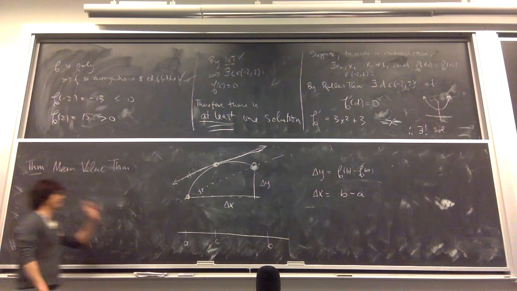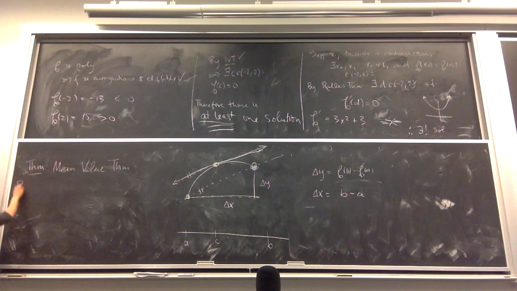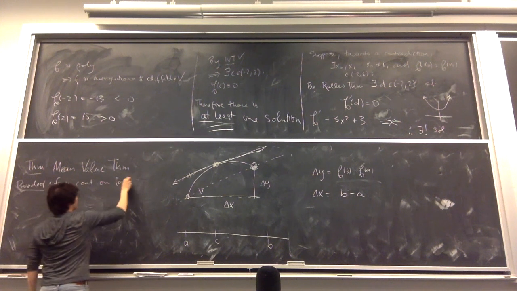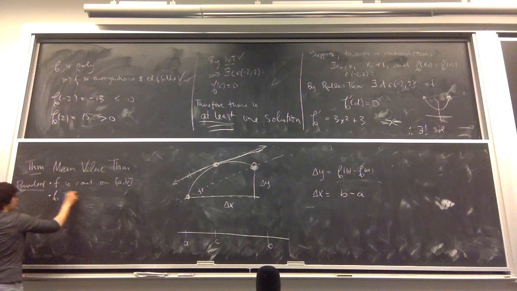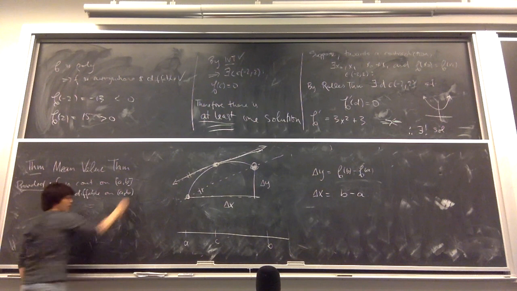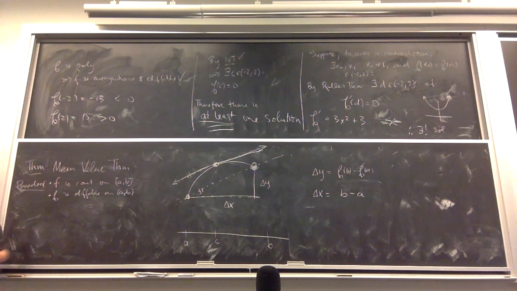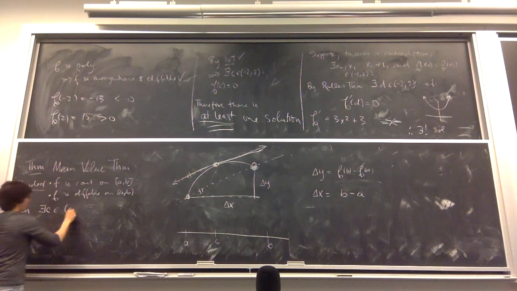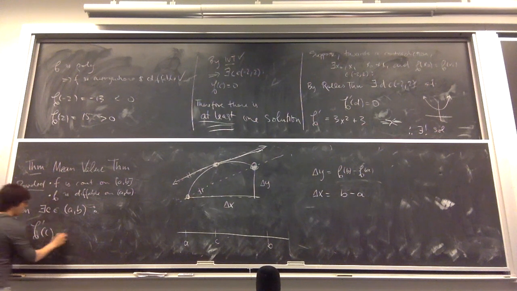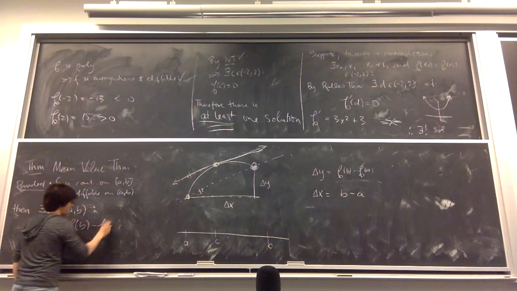So let's finish this, provided f is continuous on [a, b] and f is differentiable on (a, b). If you guys want easy marks, these are easy marks. You just got to write it, and we'll give you marks. Then there is a c in (a, b) such that the derivative, or the slope of the tangent line, is equal to the slope of the secant.